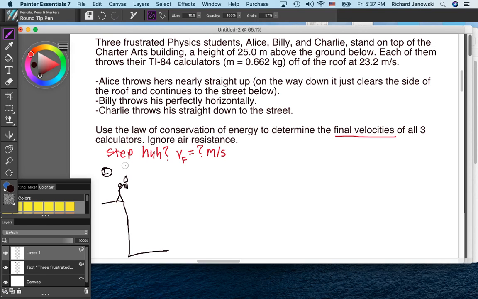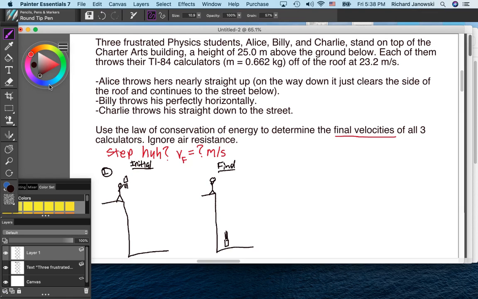So I should write the word initial here. For some reason, writing is easier than drawing straight lines. All right, so there's our initial sketch. I'm going to leave out all the details to try to save a little bit of time. Our final sketch, what's going on in the final sketch? Here's the edge of the building. Here's Alice. Her calculator, we stop the problem right before her calculator hits the ground. So here's her calculator. Here are the speed lines.